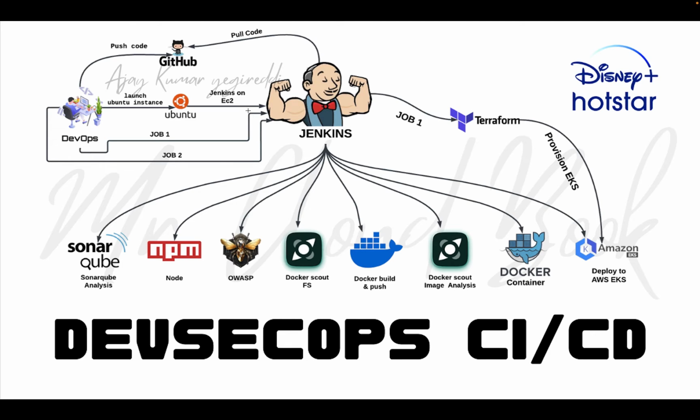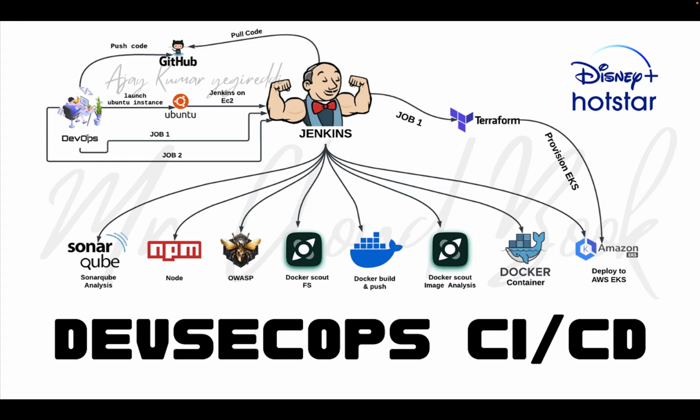If a job completes within 10 minutes, it will take more than the actual time. That's why I am using the T2 large type. If you want to try with T2 micro, that's up to you. I'm not suggesting it, but I suggest you go with T2 large only, with 30 GB of storage. And I am installing Jenkins on that particular EC2 instance.